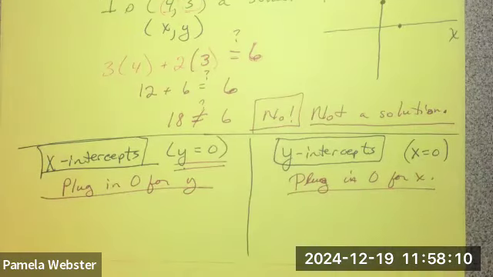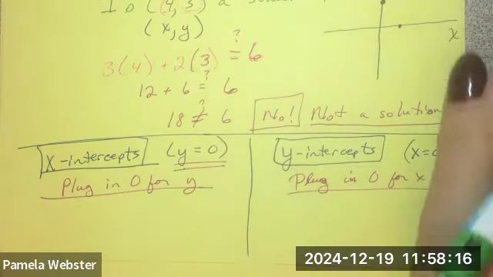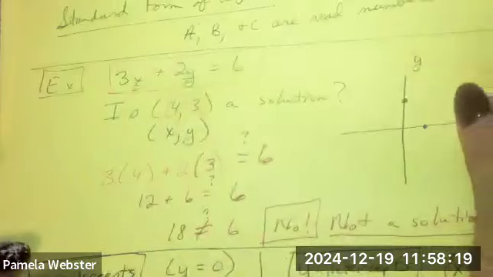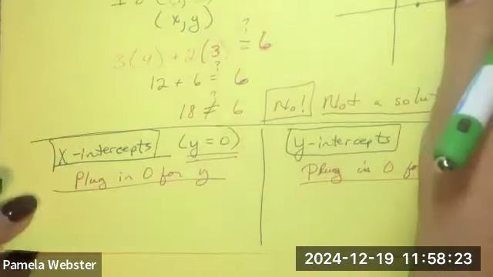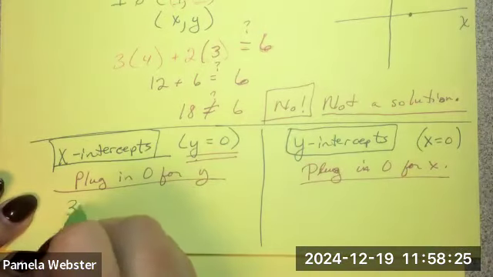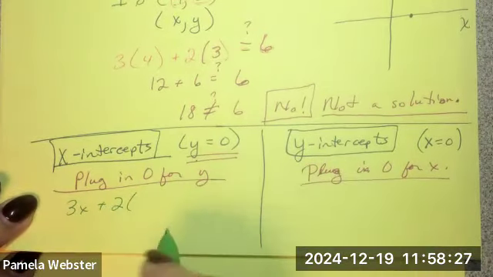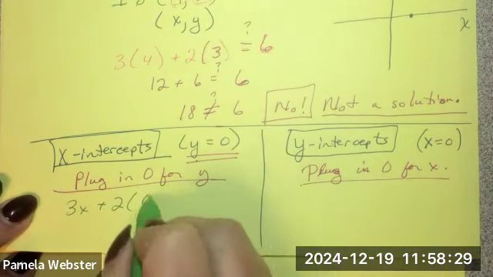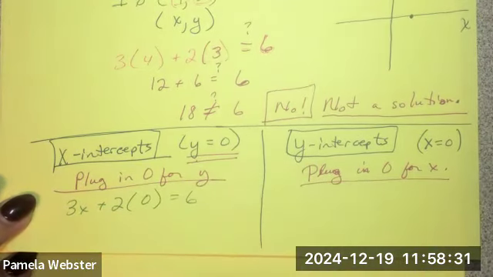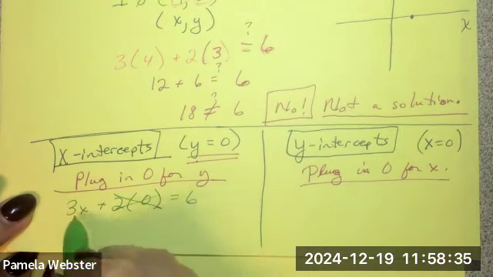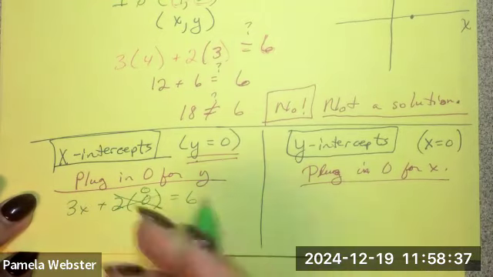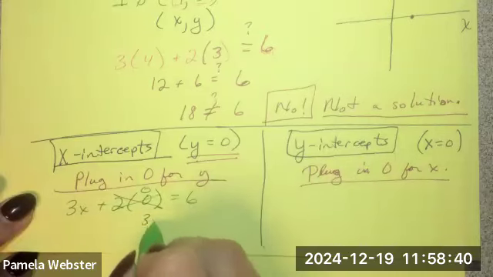Okay, so that's our process. That's what we're looking at. All right, so let's do that. Remember that my original function was 3x plus 2y equals 6. So I'm going to plug in 0 for y. It's going to be 3x plus 2, instead of y, I'm putting in a 0, equals 6, right? Okay, so anything times 0 is 0. That goes away. This is 3x plus 0, but I can just say 3x, right?